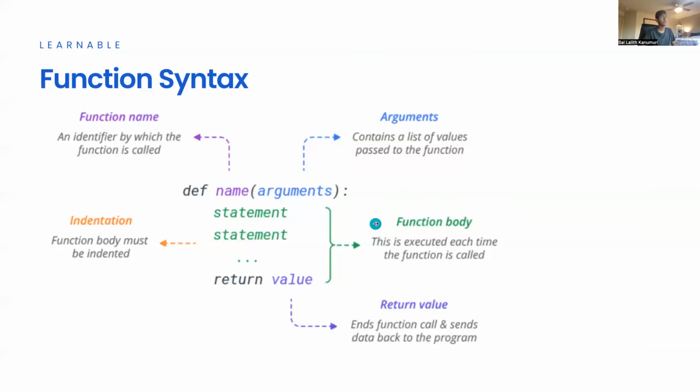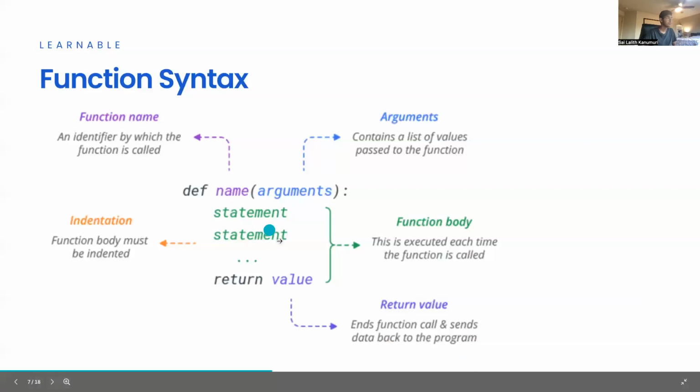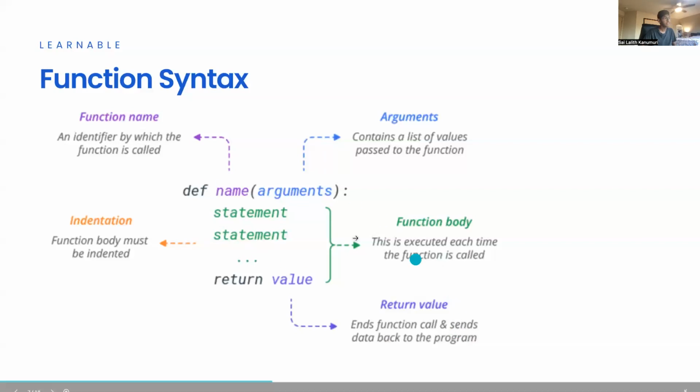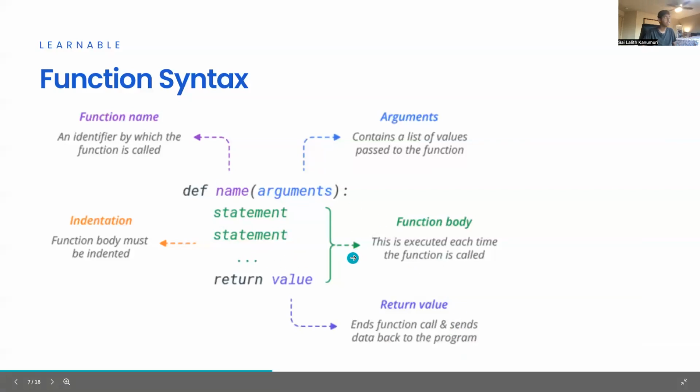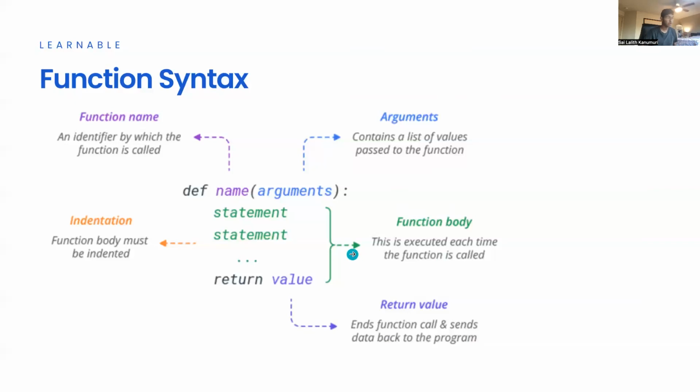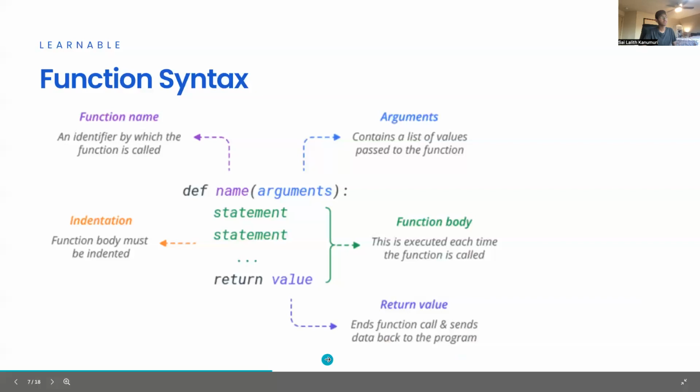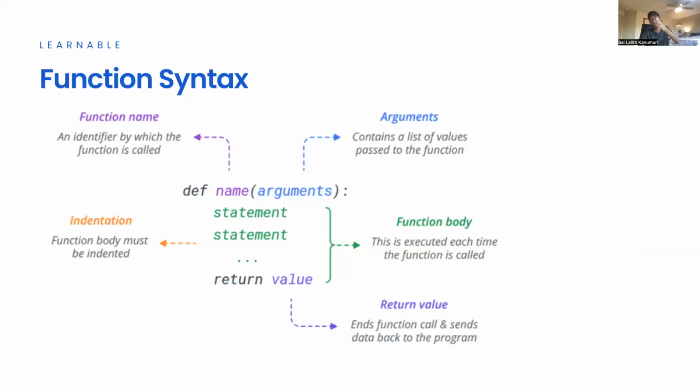Parameters are values that are passed into a function to allow for more functionality. Parameters are optional, but the parentheses are required. The function body is executed each time the function is called. So when you call a function, the function body runs. Then the return value, which is optional, ends the function call and sends data back to the program. For example, if you call a function named get age and it returns 10, where the get age function is being called, you replace that with 10 because that's the return value.